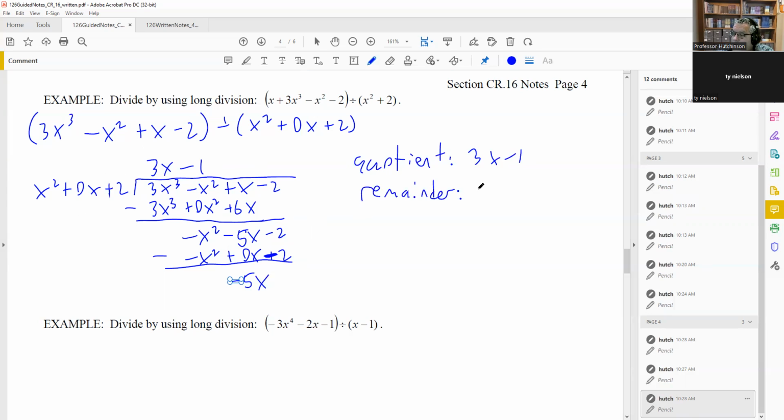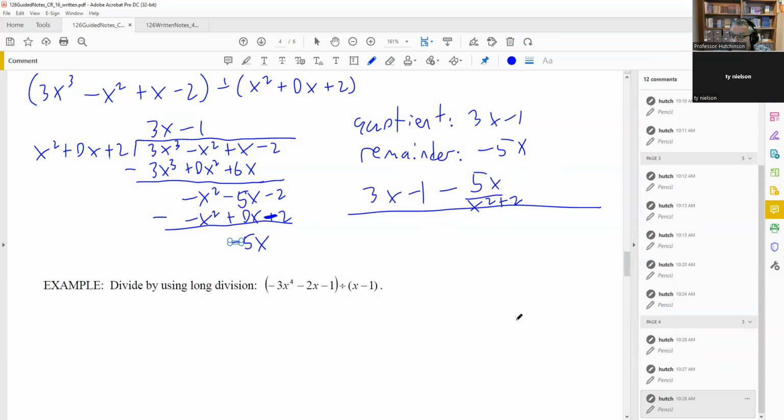Remainder is negative 5x. And then if we have this in the answer blank where we write everything all out, we have 3x minus 1. Now, because the remainder is negative here, you can just go ahead and put a minus and put 5x over x squared plus 2. So we can just do that. If it's negative already, you don't need to put the plus sign, you just put a minus there. So quotient, we have a minus sign, and we have our 5x over x squared plus 2. So that is now going to be your correct answer.